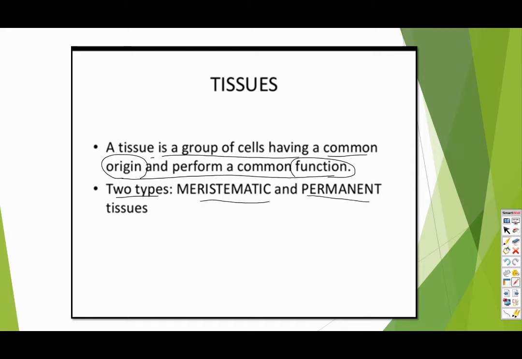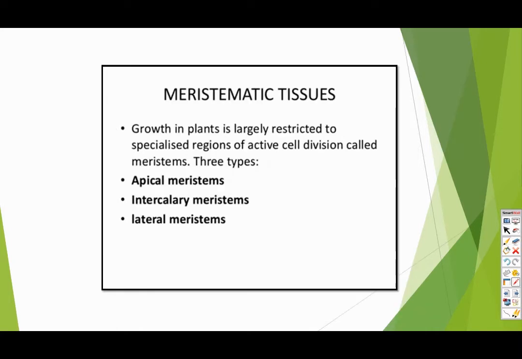Now, when we speak about meristematic, what do we usually say? It is always divisions. Here the cells keep on dividing. What happens over here? The cells keep on and on dividing. So these are called meristematic tissues.